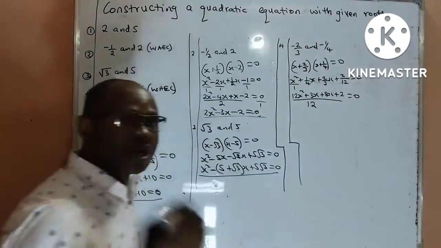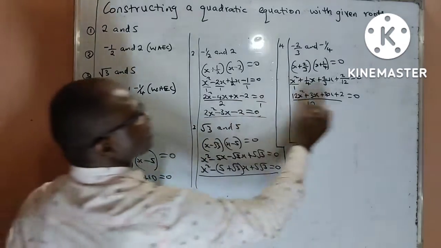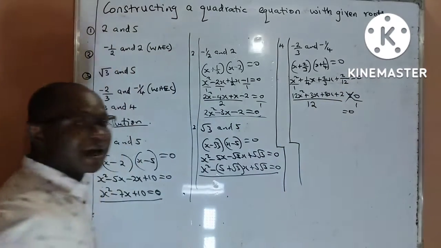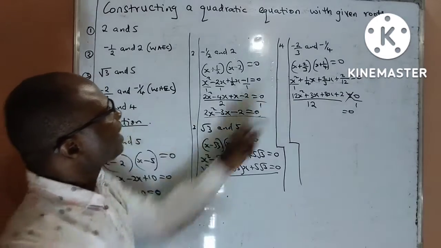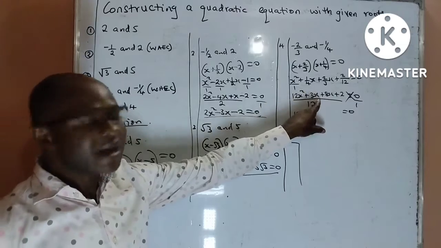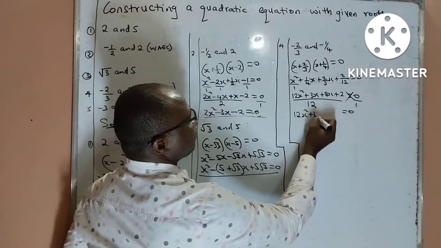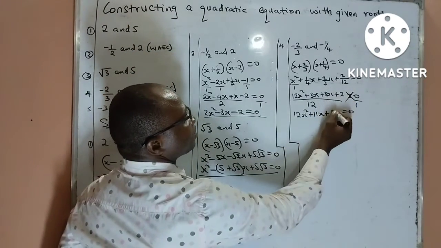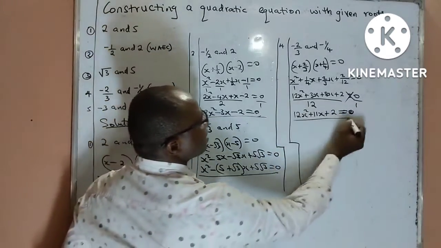Everything equal to 0. Remember what I did here? By cross multiplication here, I will now do 12 times 0 will give me 0. So I have removed the denominator by cross multiplication. What I have left is 12x raised to the power 2. Then 3x plus 8x will give me 11x. Then plus what we have here, which is 2. Everything is equal to 0. Answer.